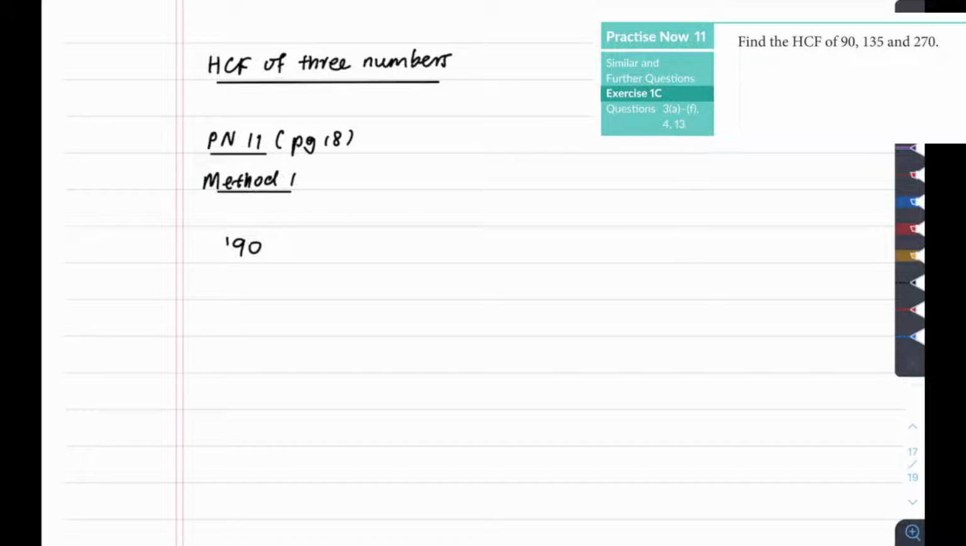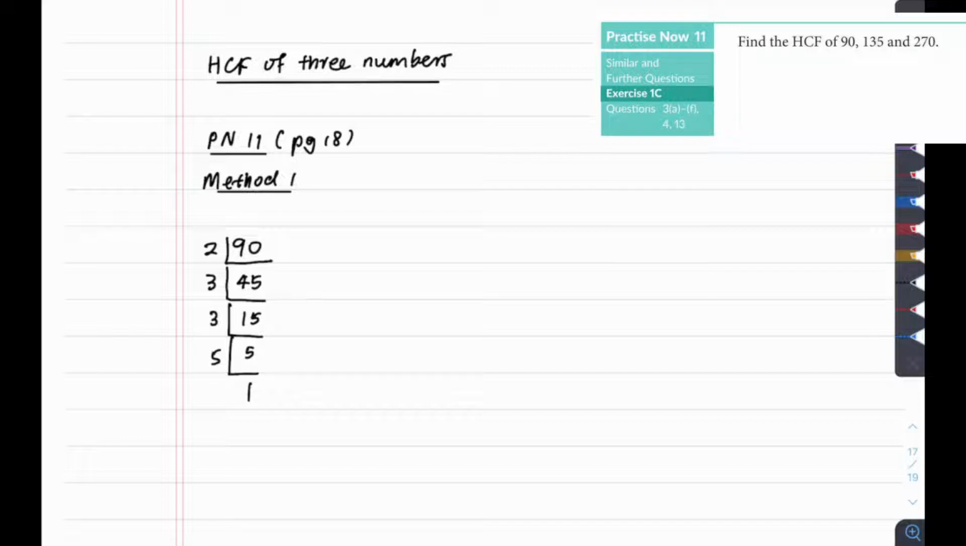Let me do the prime factorization then. We divide 90 by 2, we divide by 3, we divide by 3 again, and then we divide by 5. Make sure we only divide by prime numbers, and 9 is not a prime number.